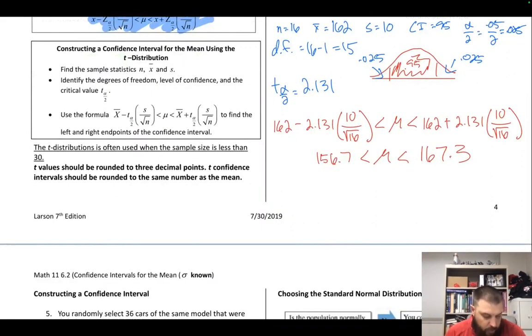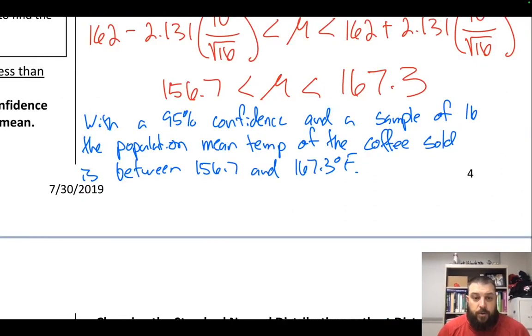And so then our written answer here. With 95% confidence and a sample of 16, the population mean temp of the coffee sold is between 156.7 and 167.3 degrees Fahrenheit.